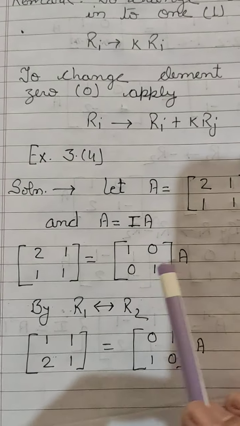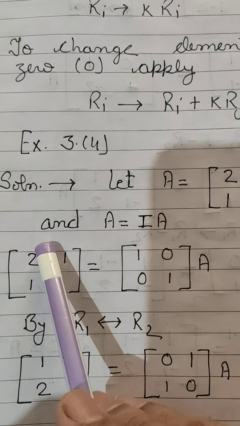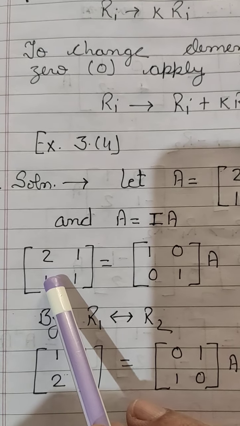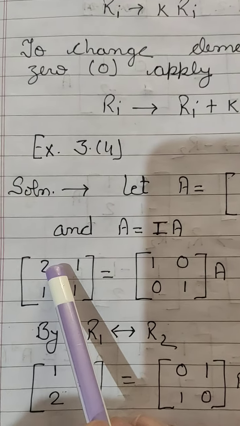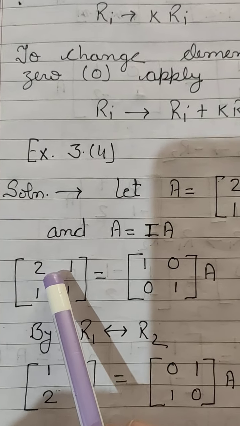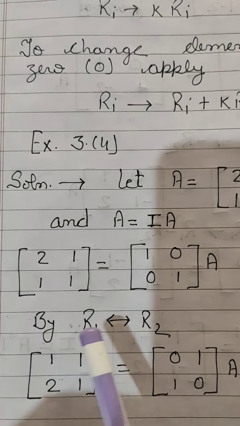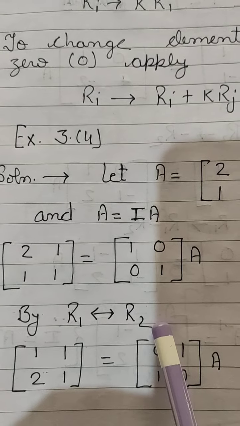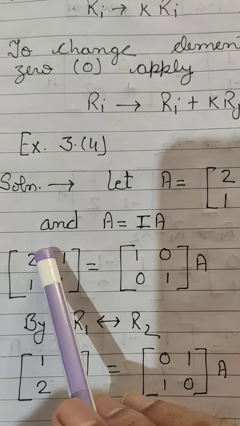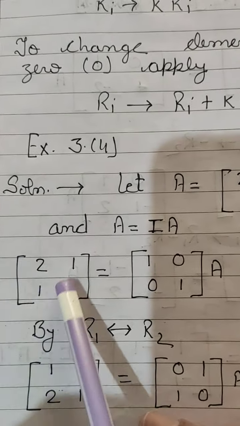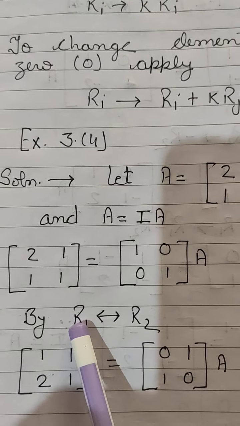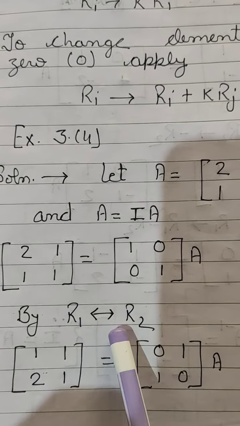After substitution we are applying the property. You want A11 as 1, so this 2 you have to change into 1. There are many ways to change it. I am using R1 interchange with R2. You can also do R1 minus R2, then also it will change into 1. The choice is yours, but I am using the operation R1 interchange with R2.